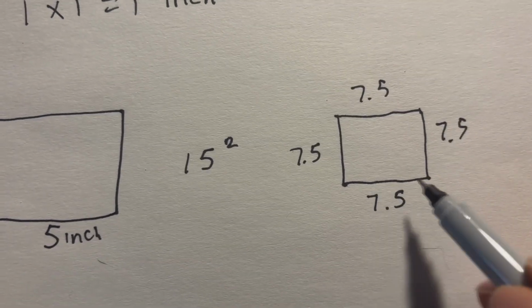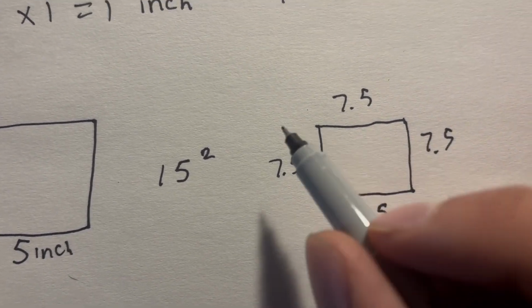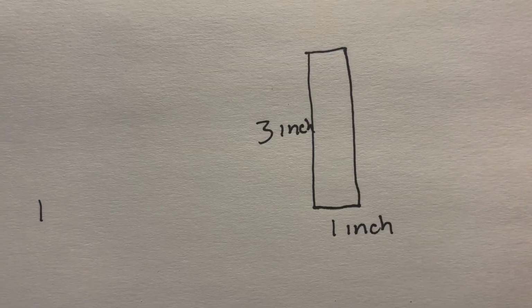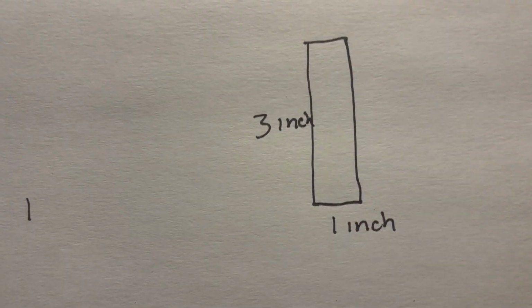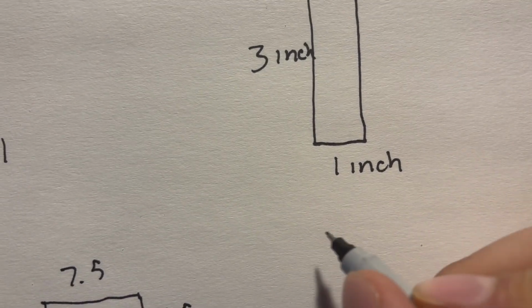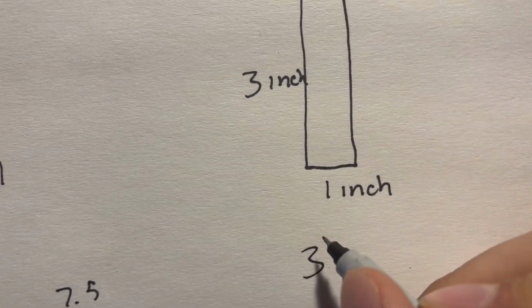Because when you have length and height, they could both converge and they'll be equal distance if it's a square. Take this shape, which clearly is not a square, and do the same formula. 3 times 1 is 3. So this is 3 squared.